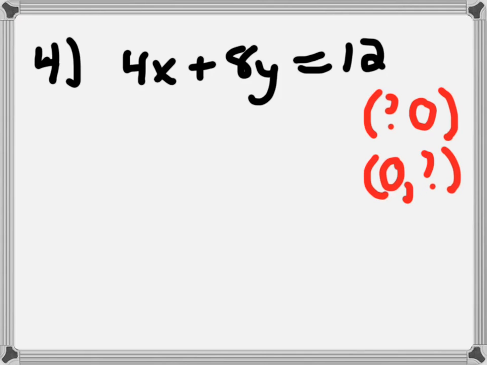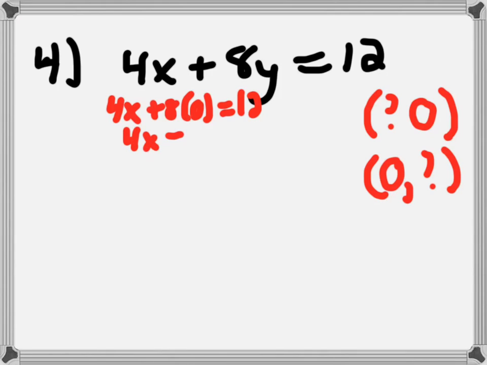Okay, so I'm going to put the 0 right here in the y spot right here. So 4x plus 8 times 0 equal 12. This is 0. 4x equal 12. How do you undo multiplication? You divide. Divide by 4, divide by 4, x equals 3. So now I can go over and put a 3 right there.